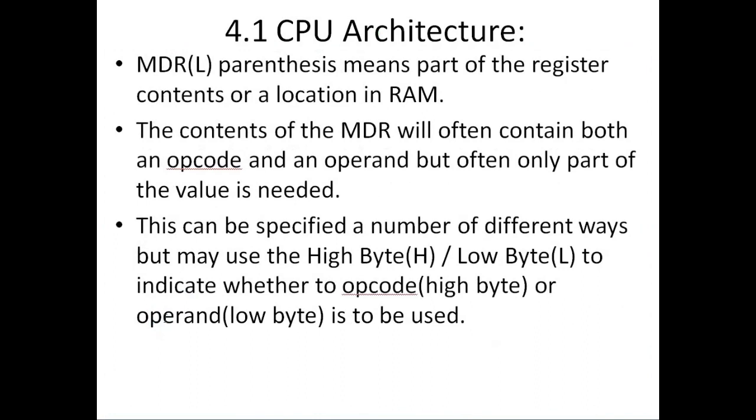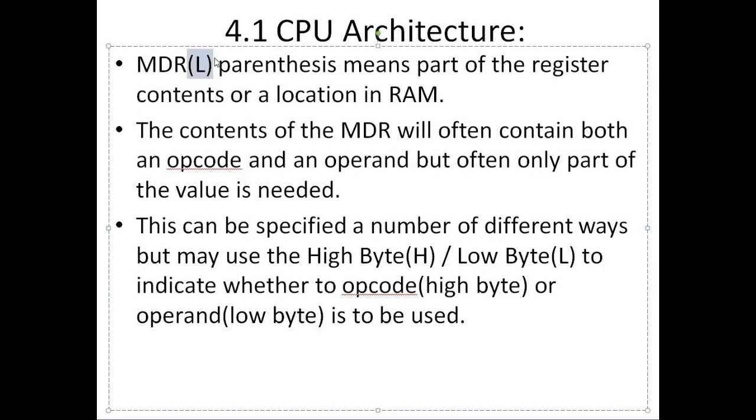The third register transfer notation we have is the parentheses, or these round brackets. If parentheses are written in front of a register name, which is usually the MDR or the MBR, memory data register or memory buffer register, it means that the processor does not need all the contents of the register or the location, it only needs a specific part of it. The contents of the MDR will often contain both an OP code and an operand.